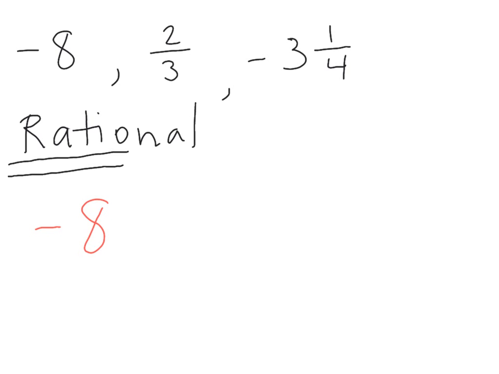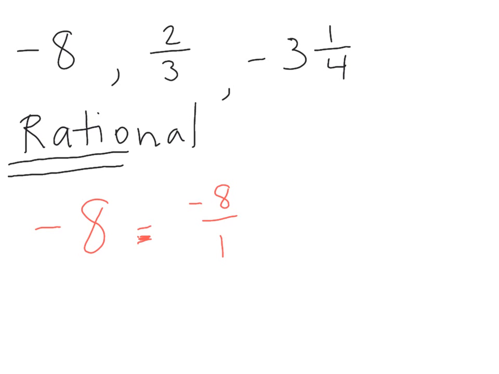So if I have -8 over 1, that is still equivalent to -8. Those still equal -8, but you can see that it's a ratio of 2 numbers. So those are equal, and that is my justification.